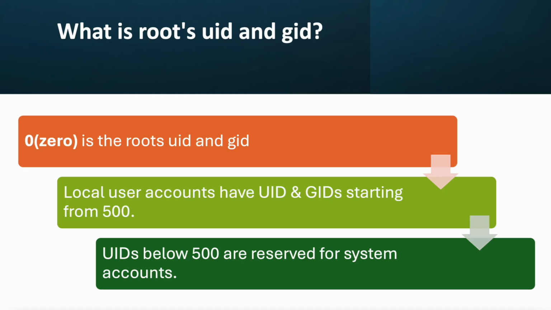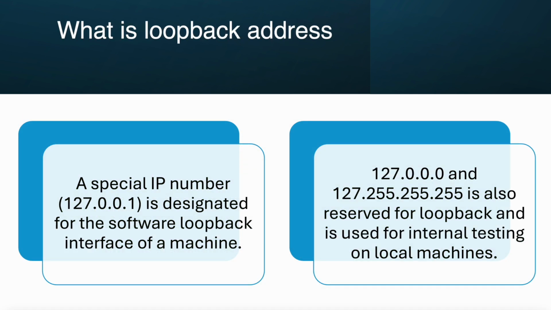Followed by, what is root UID and GID? 0 is the root UID and GID. For information, local user accounts have UID and GID starting from 500, whereas UIDs below 500 are reserved for system accounts.